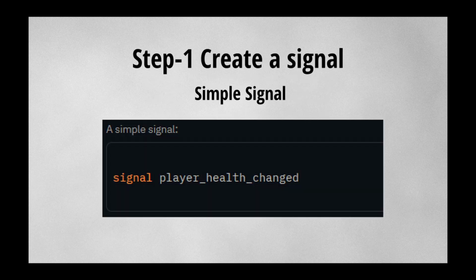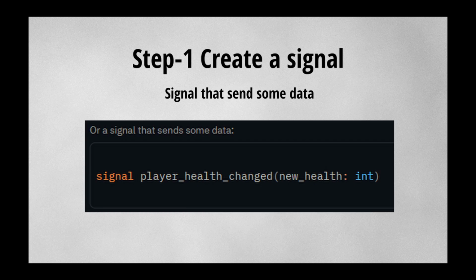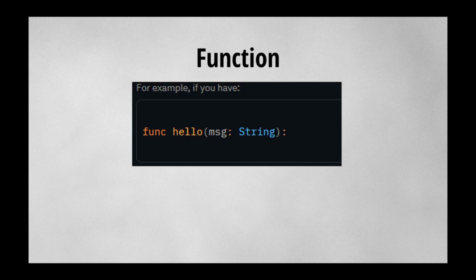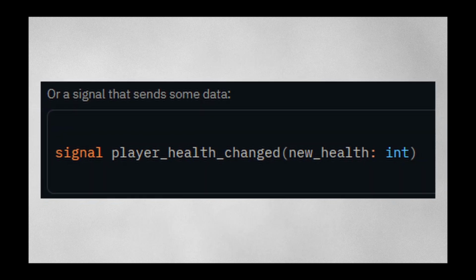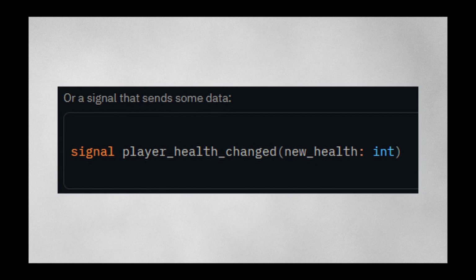Step 1. Create a signal. A simple signal is like this, or a signal that sends some data is like this. Don't get scared by this. The easier way to understand signals is to think of them like functions. For example, if you have this, then when you call it, you have to pass a value like this. Signals work the same way. If your signal has a parameter, then you must send a value when you use it. If your signal has no parameter, then you simply don't pass anything.